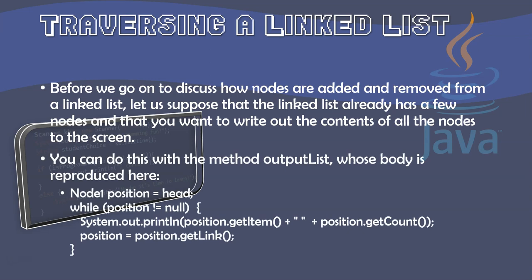Well, we can do this with this method, outputList, which we've reproduced here. We have Node position equals head, while position is not null, System.out.println position.getItem plus position.getCount, position equals position.getLink. The getItem is just getting the item. The getCount is getting the count, so we can see what position it actually is in. And we're just updating that link there.